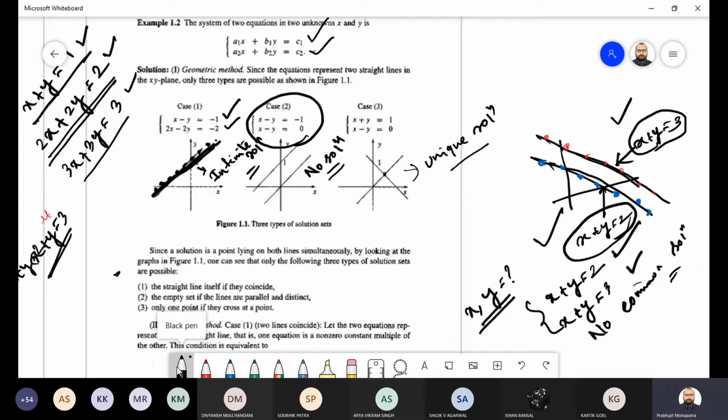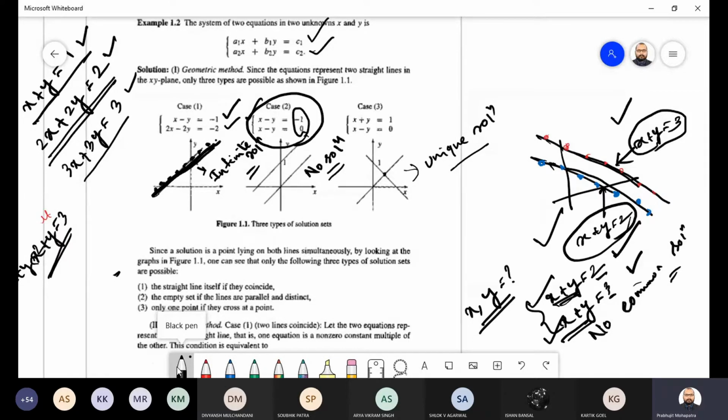So how will you write that there exists no solution? You just take the right hand side different. See, the left hand side is exactly the same: x plus y, here also x plus y. The right hand side you just take different. At that time you will have two parallel lines. Parallel lines mean there will be no solution.